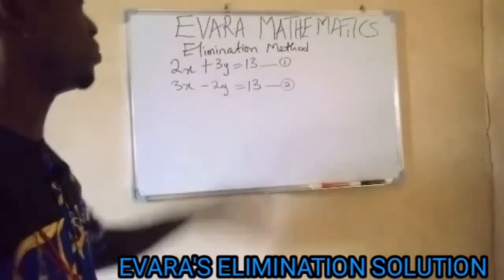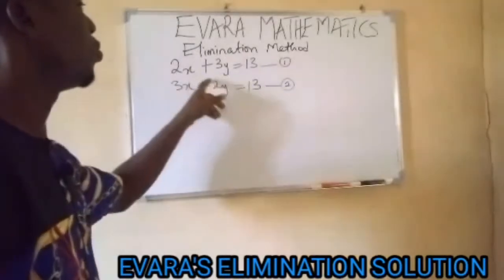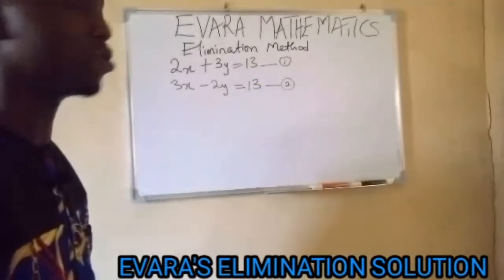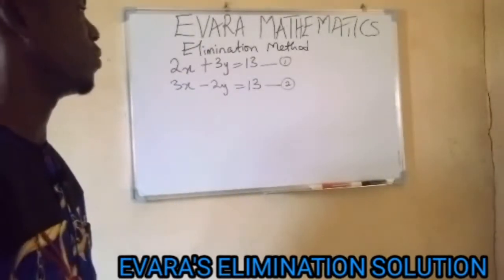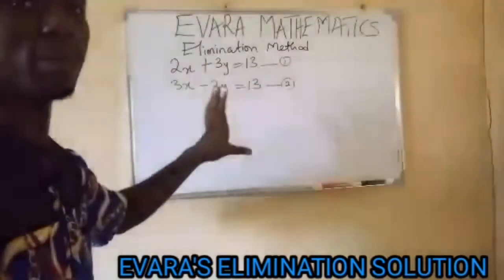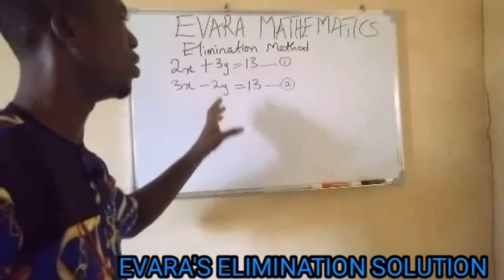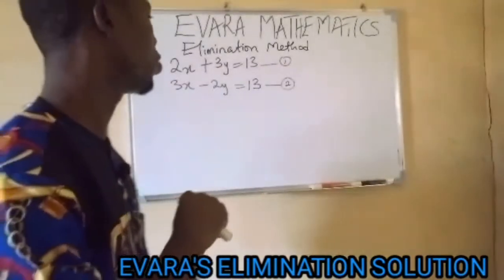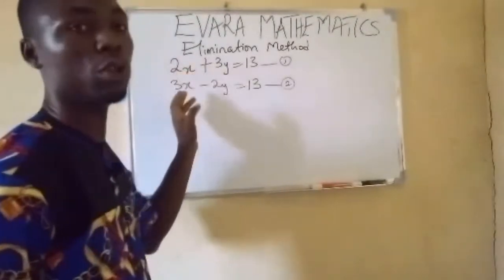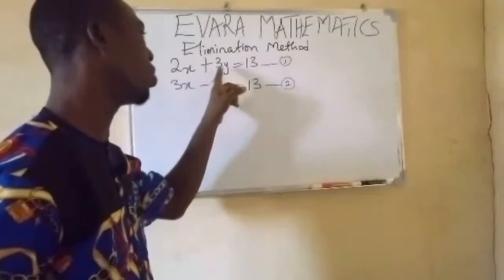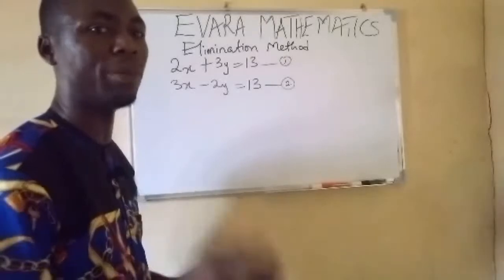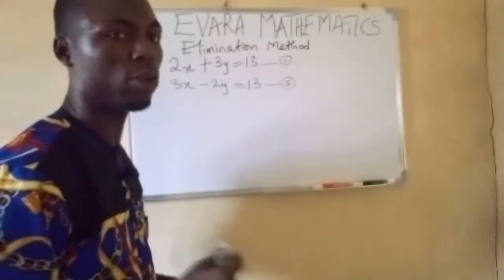Let's solve the same problem using the elimination method. 2x plus 3y equals 13. 3x minus 2y equals 13 also. So, like we have done in our previous lesson, if you want to solve a pair of simultaneous equations using the elimination method, we have to make sure that the coefficient of x in the two equations, or the coefficient of y in the two equations, are the same. If you can make both of them the same, then you can eliminate one variable so that you can get the value of the other one.